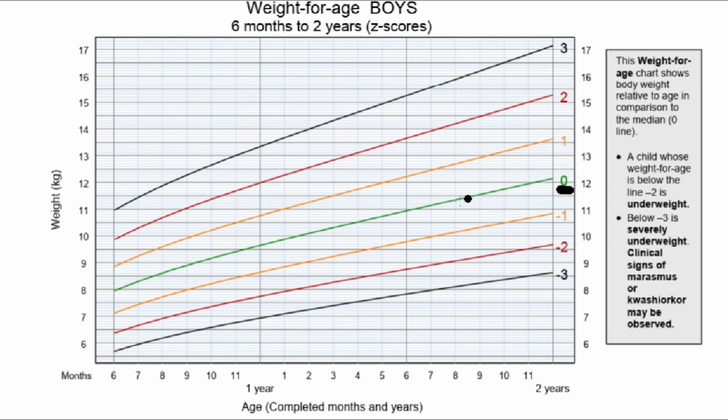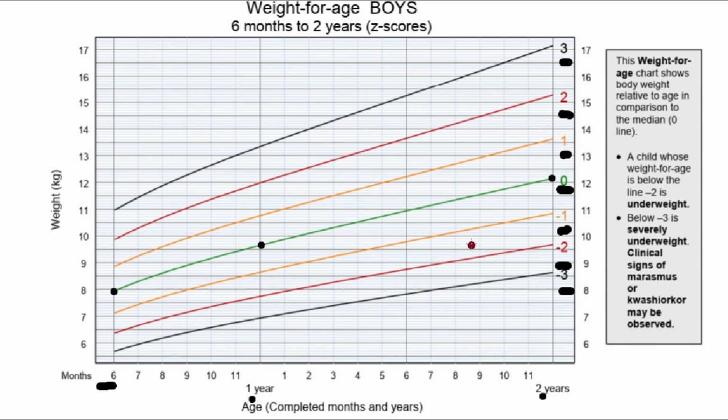So, looking at this weight for age, for example, at 6 months old, the average baby boy is 7.9 kilograms. At 1 year old, the average baby boy is 9.7 kilograms. And at 2 years old, the average baby boy is 12.2 kilograms. Now these other lines simply indicate how far away from the median or average a child is. These lines are guidelines that mark whether the child has a risk towards a growth problem, already has a growth problem, or whether the growth problem is severe.